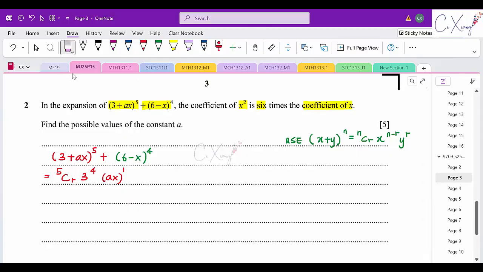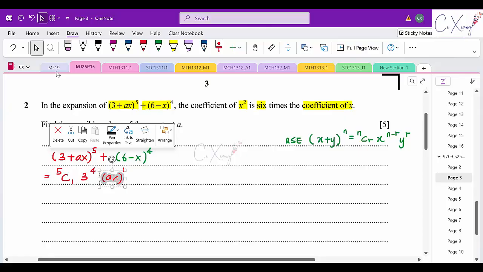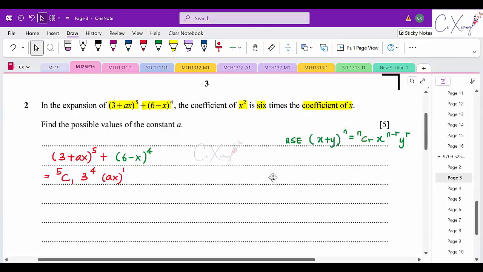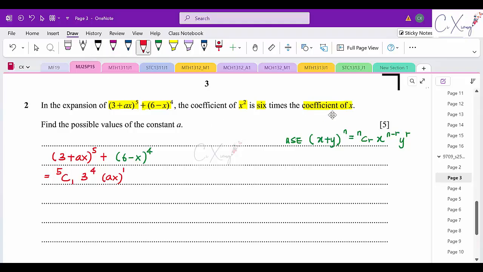Okay, then also this one will be the 1. So you can see that most of the time I try to use the trial and error method to get the answer, the value for the r, right? Okay, so you're having 5c1, 3 power 4, ax plus 1. This is the x term at the first bracket here, first expansion here.